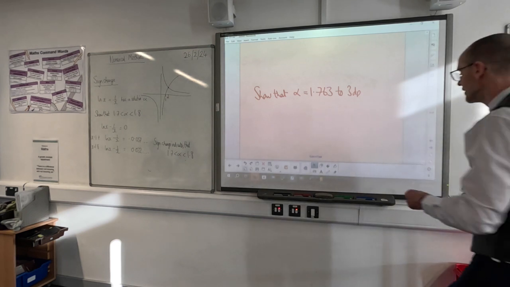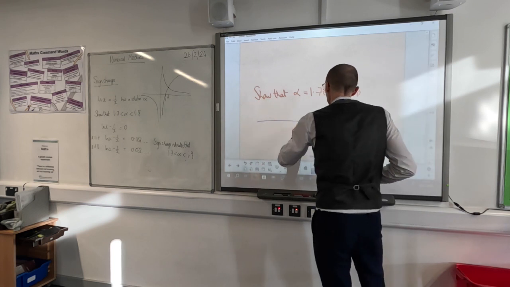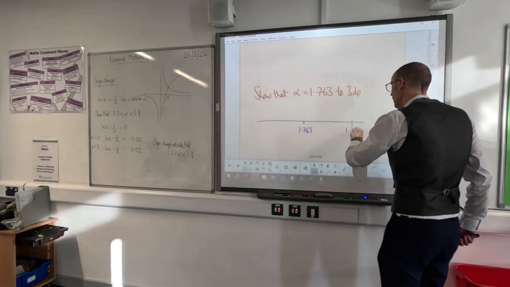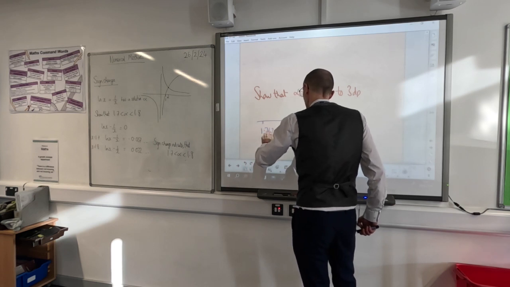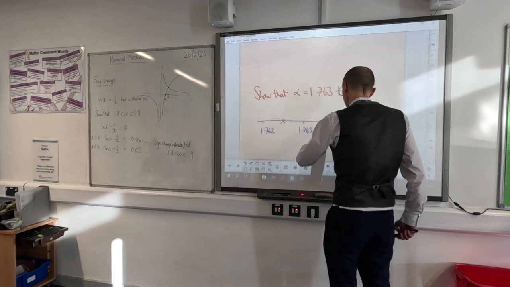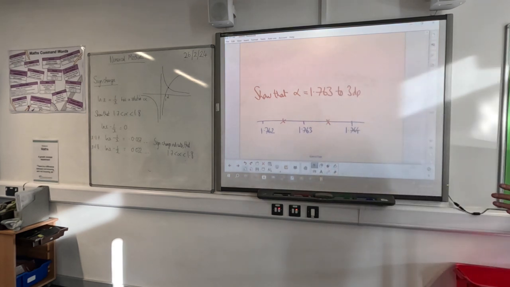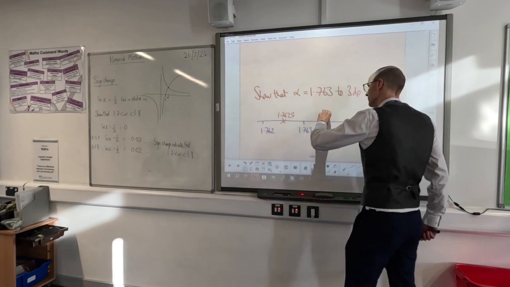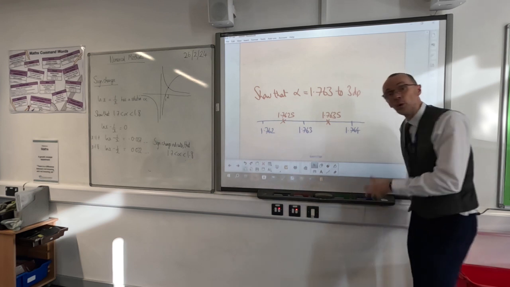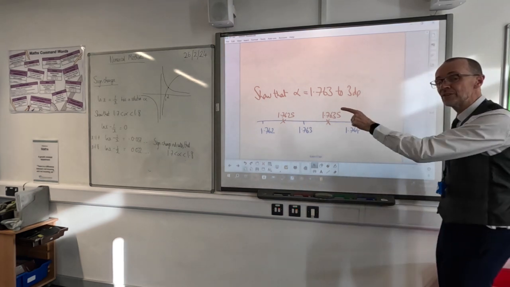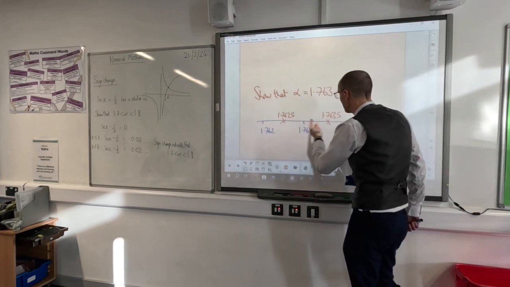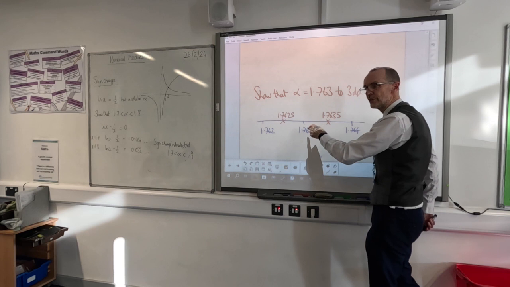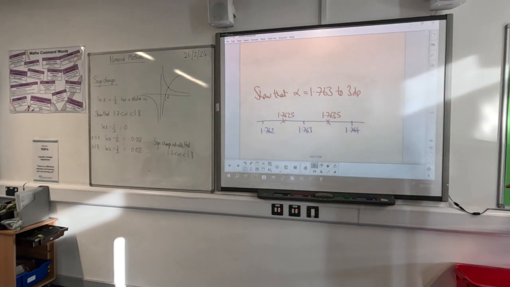So the first thing we do in this situation is we say, right, what's the error interval if something has been rounded to 1.763? It's not 1.764, and it's not 1.762. What's the error interval? And hopefully you can see that the error interval for that is between these two values. So what they expect us to do in this situation is to repeat the sign change, but trying this value and this value. Because if we can show that the root lies somewhere in between those two numbers, then it has to be that to 3 decimal places, because every number between those two values rounds to 1.763.